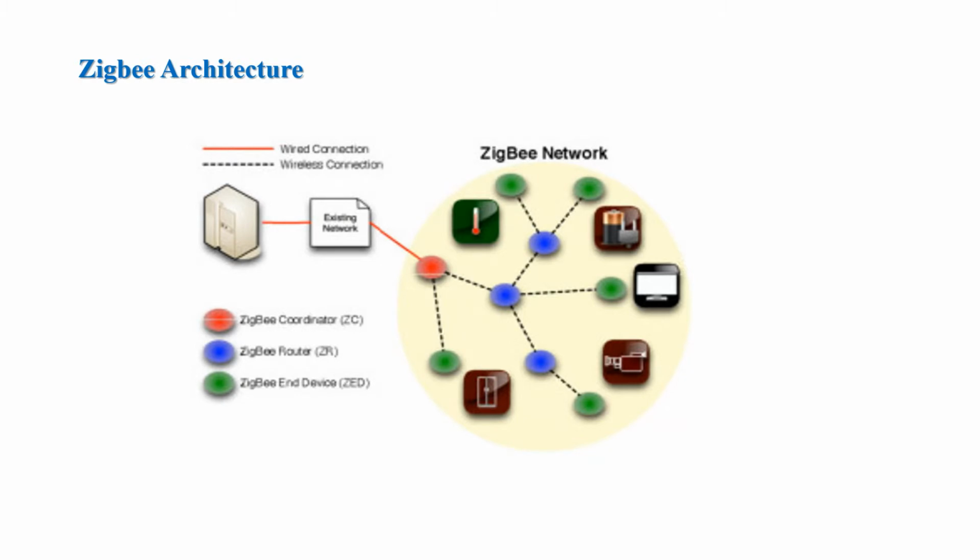ZigBee system structure consists of three types of devices: ZigBee coordinator, router and end device. Every ZigBee network must consist of at least one coordinator which acts as the root and bridge of the network. The coordinator is responsible for handling and storing the information while performing receiving and transmitting data operations. The number of routers, coordinators and end devices depends on the type of network such as star, tree and mesh networks.